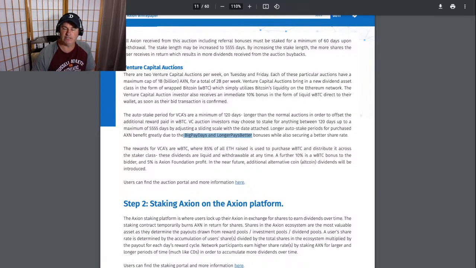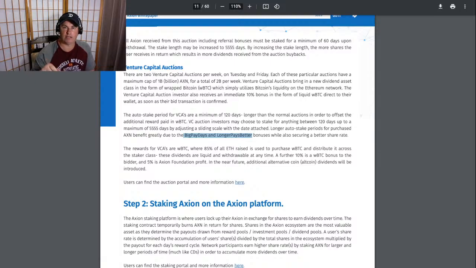So we had 80% of Ethereum in the regular auction go to buy Axion on the market and then give that back to stakers, whereas in the venture capital auctions you got 85%, which is 5% higher, and all Ethereum raised going to buy wrapped Bitcoin, not Axion. So you're going to buy wrapped Bitcoin on the Uniswap, and that's paid back to stakers.